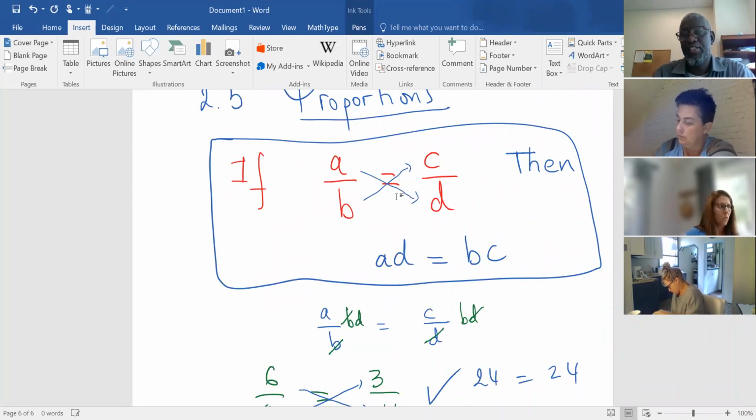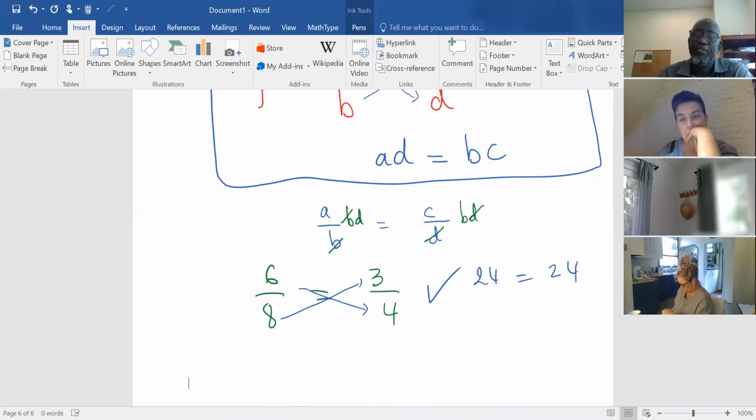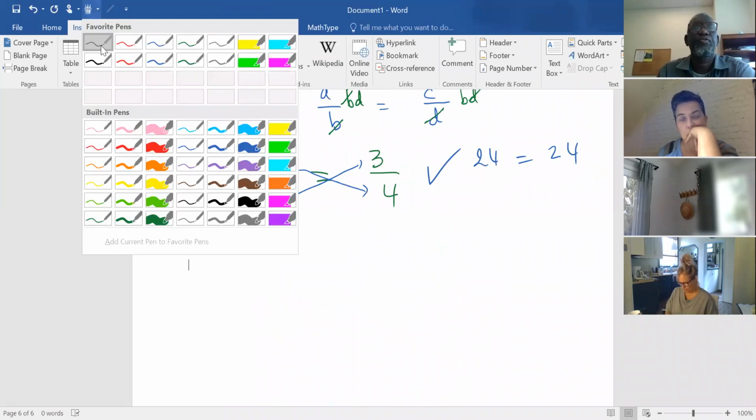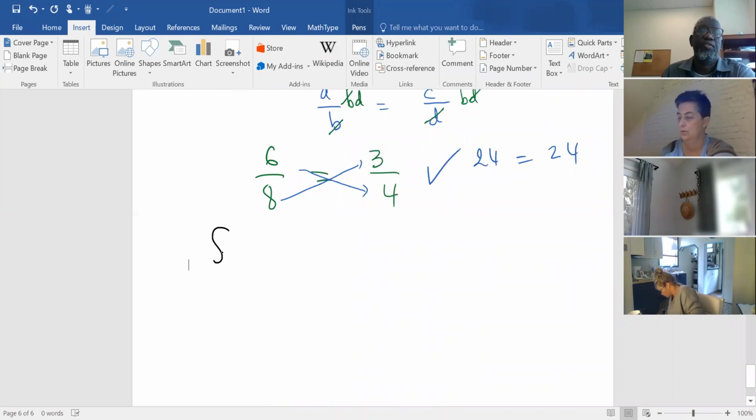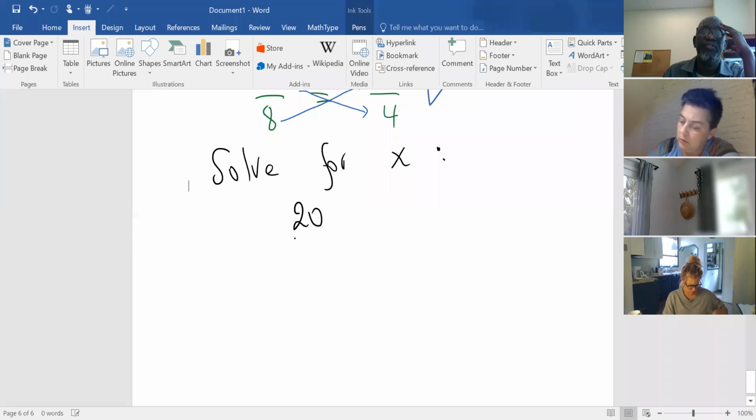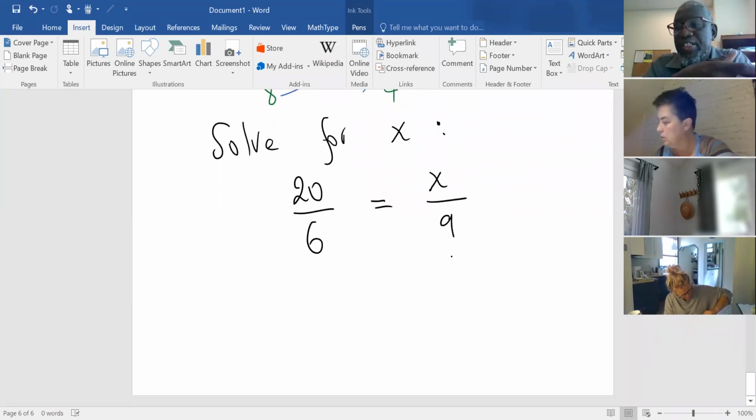I'm not saying two fractions, I'm not saying something that involves 3 fractions. I'm not saying only one fraction equal to another one only, right? Only one fraction equal to another one. So if you have this, solve for x. If I have this proportion right here, 20 over 6 is equal to x over 9. You see, I have one fraction equal to another fraction.